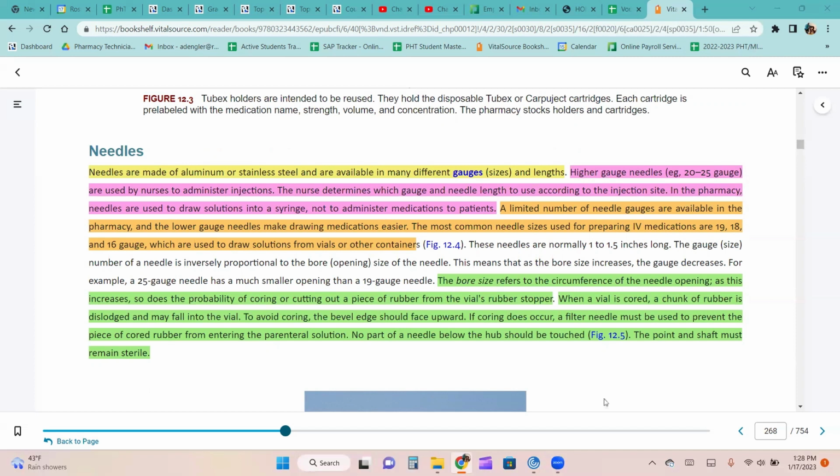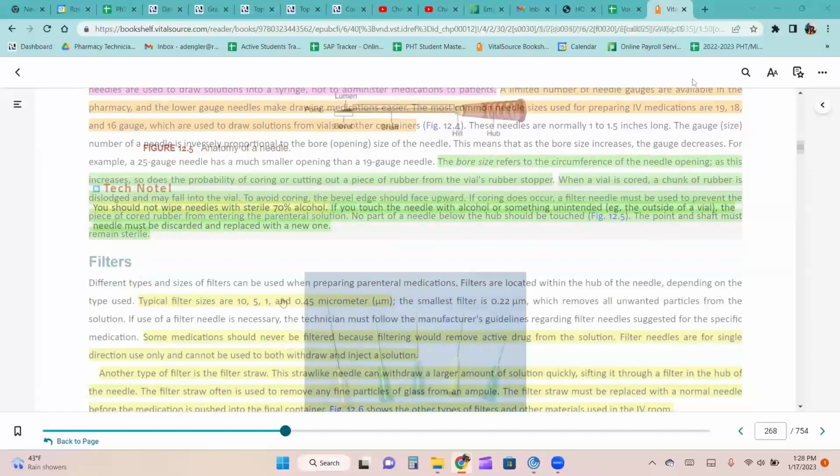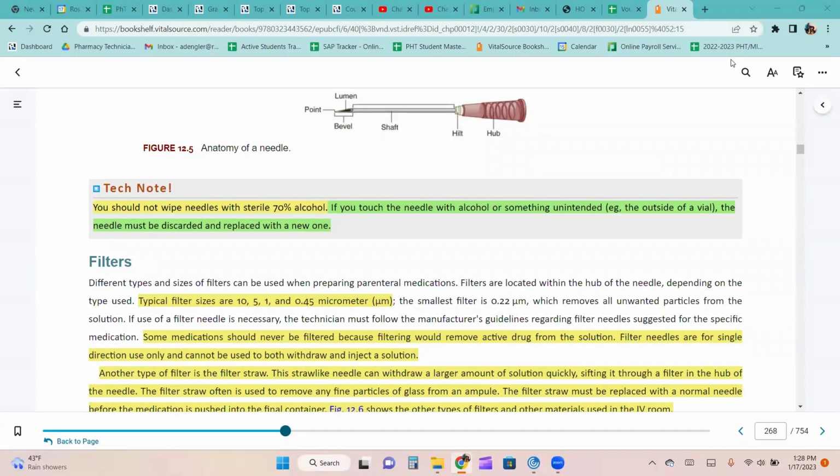No part of a needle below the hub should be touched. The point and shaft must remain sterile. So just a tech note, you should not wipe needles with sterile alcohol. If you touch the needle with alcohol or something unintended, like something outside of the vial, the needle must be discarded and replaced with a new one.